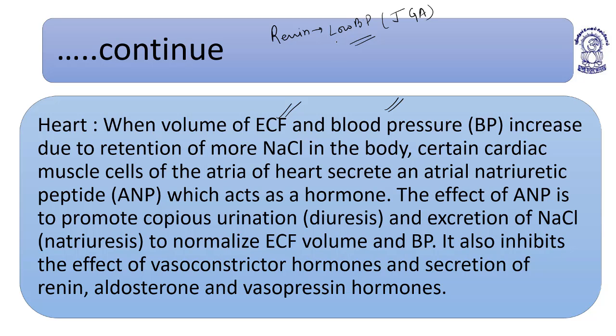So when the volume of extracellular fluid and the blood pressure increase due to the retention of salts in the body, NaCl, certain cardiac muscle cells of the atria of the heart secrete atrial natriuretic peptide (ANP), which acts as a hormone. The effect of atrial natriuretic peptide is to promote copious urination, frequent urination, that is diuresis. Because of the loss of salt dissolved in water again and again, the salt levels are maintained. An excretion of NaCl, that is natriuresis, normalizes extracellular volume and blood pressure.